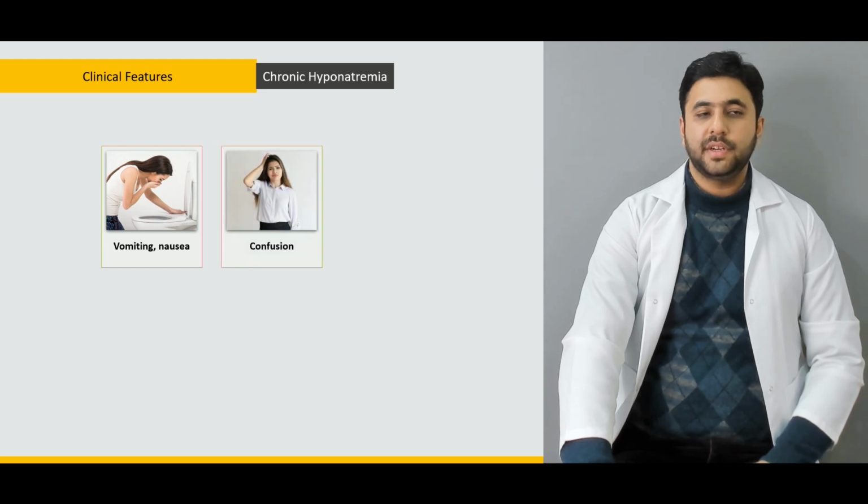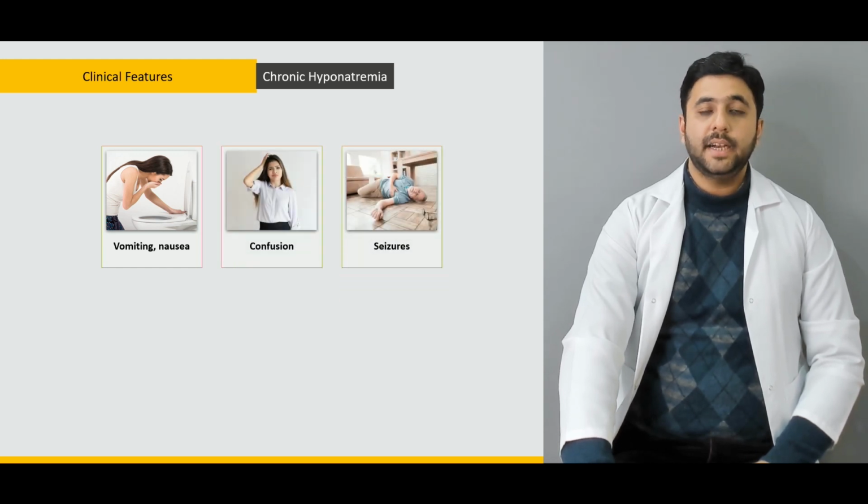As compared to that, chronic hyponatremia is hyponatremia which has developed slowly, or over greater than 48 hours. The symptoms are generally mild. These patients can develop acute hyponatremia as well, but chronic symptoms are generally mild, and there is less urgency, and we have the time to evaluate the patient with the help of various diagnostic modalities. The important ones are vomiting and nausea. The patient might have confusion. The patient can develop seizures as well.